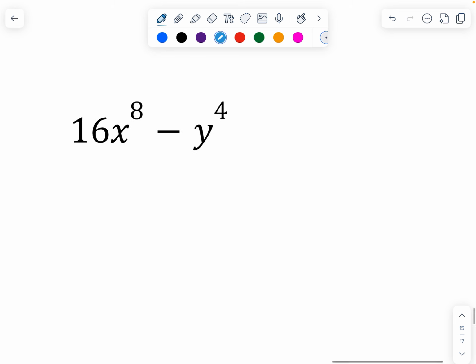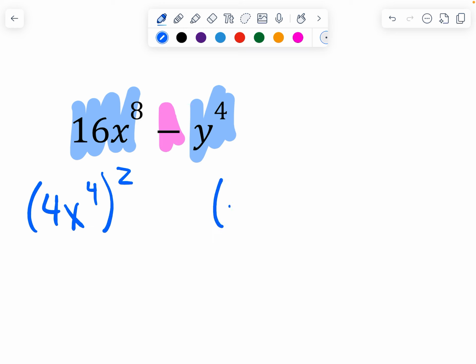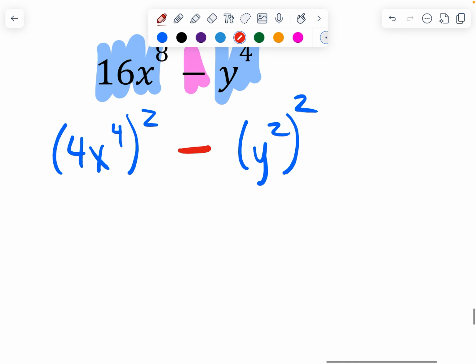Okay. Again, is this a perfect square? Is this a perfect square? Does it have a minus sign in between? Yes. So I'm going to write this: 4x to the 4th all squared, y squared all squared with a minus sign in between.